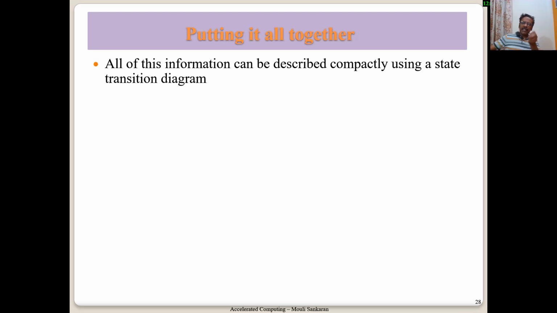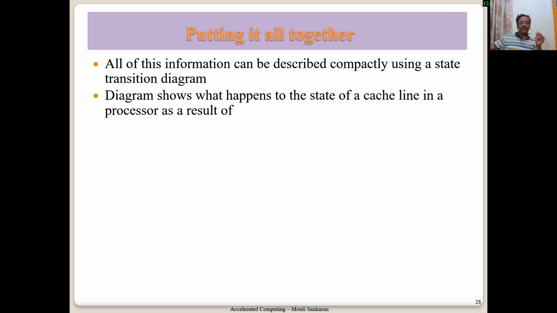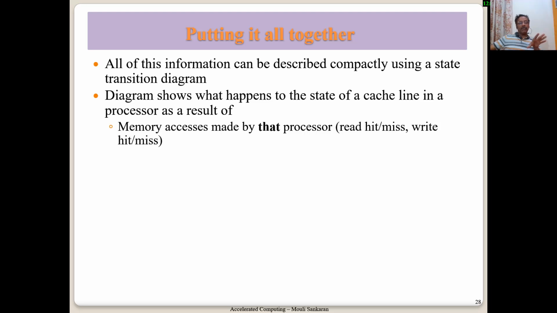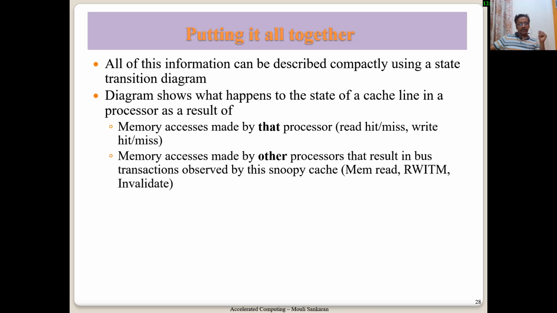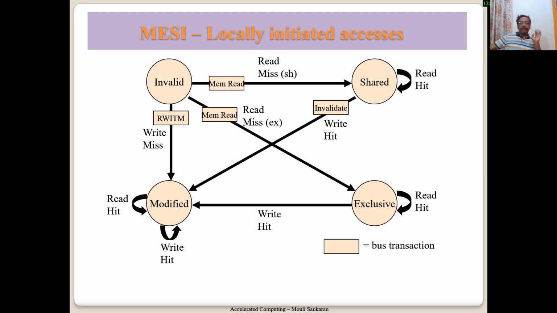All of this information can be described in one particular state transition diagram. The diagram shows what happens to the state of a cache line in a processor as a result of memory accesses made by that processor, which is read hit, read miss, write hit or write miss, or other operations which are happening, such as memory read, read with intent to modify, or invalidate operation, which is coming on the snooper bus. So the snooping bus is giving these three signals, and the local processor is giving four signals, which is maybe a read or write, but which could result in a read hit, read miss, write hit or write miss.